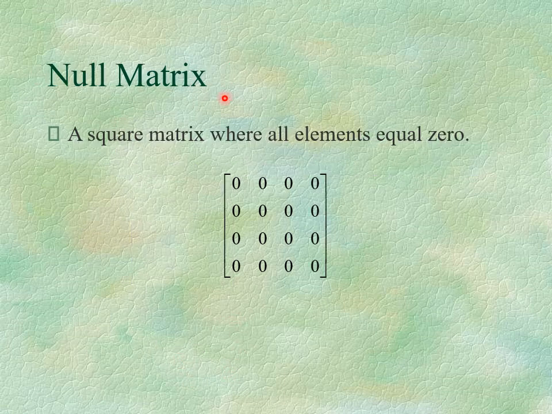Null matrix, of course, is a square matrix where all elements equal 0. Null matrix is a square matrix with all elements 0, so it can be 2 by 2, like here, 0, 0, 0, 0, or as in here, it's 4 by 4.